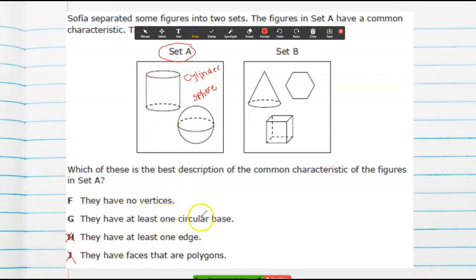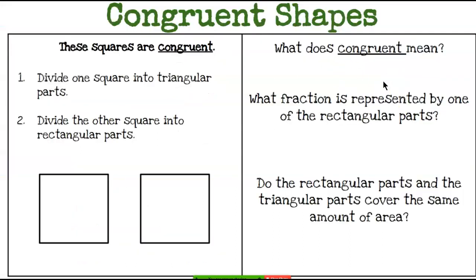They have at least one circular base. Well, this one does have a circular base. But a sphere does not have a base at all. It's one solid round shape. It does not have any base. They have no vertices. That would be correct. That sphere has no vertices. Remember, a vertex is a corner. And a cylinder does not have any vertices. So our answer there is F. Next question.